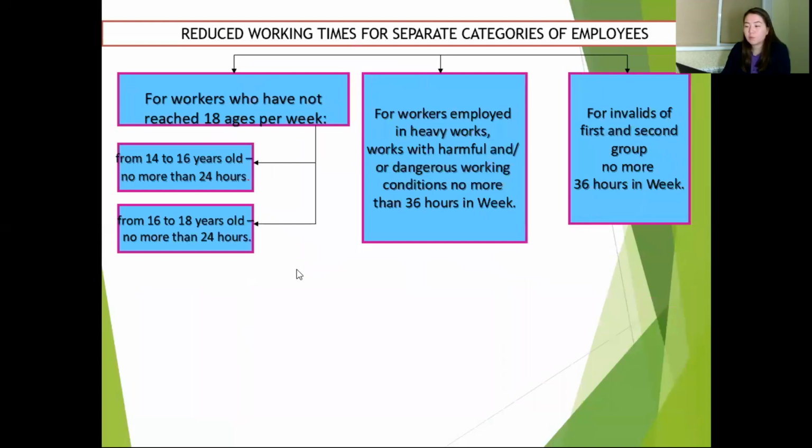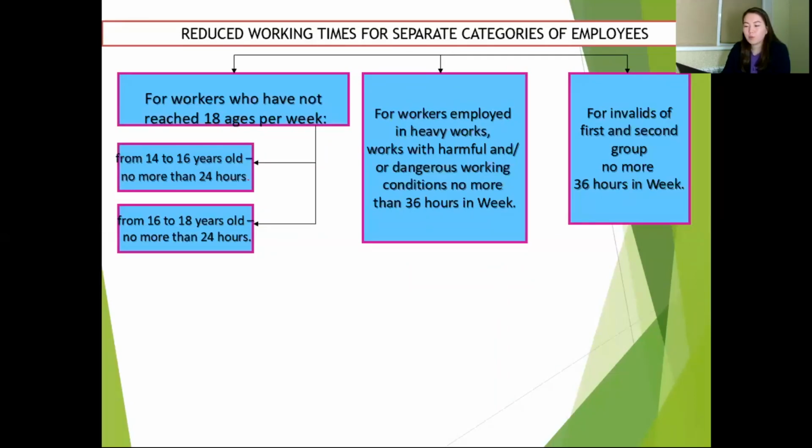Okay, reduced working time for separate categories of employees. For workers who have not reached 18 years, per week. So if you are in the age from 14 to 16 or from 16 to 18, the time when you can work is no more than 24 hours. So just imagine the situation. If you are a 16-year-old boy or girl, you can work only 24 hours per week.